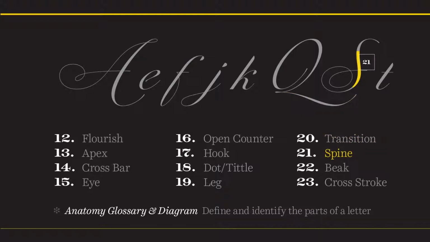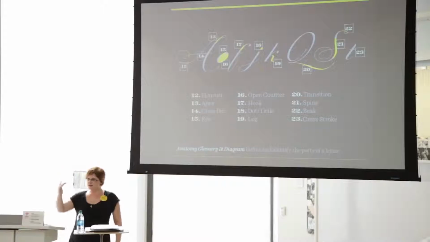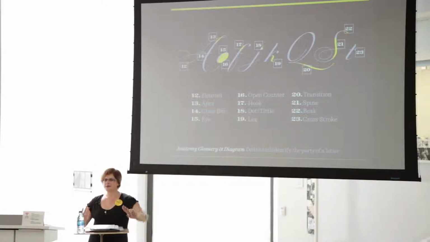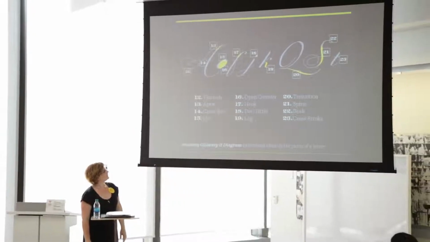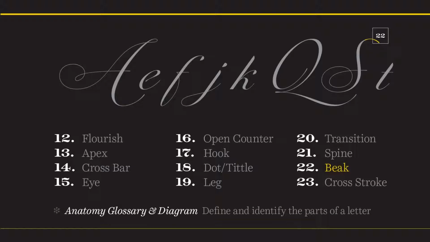Now the spine that you're seeing in 21, that's different from the stem. On the spine, you're going to see a curve just like a spine. So a lot of this anatomy really does translate to the human form, and if you're confused, you can think about it that way. Looking at the beak on the tip of the S, it's another way to exit. And then we're looking at a cross stroke.